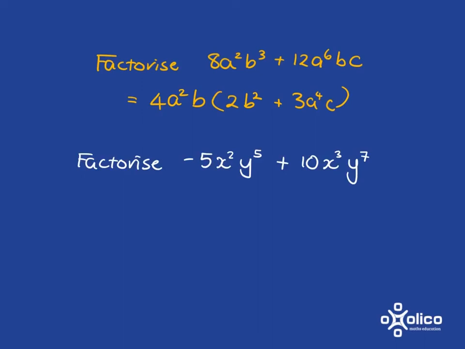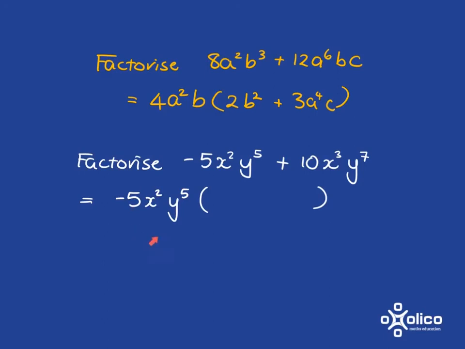Okay, let's have a look at this one where we're asked to factorize this. Now in this case, actually, we can make a choice when we look at what's the highest common factor of -5 and 10. We could say that it is just 5, or we could say it's -5, and you can choose either of those. So for now, I'm going to actually choose -5. Then of x squared and x cubed, it's x squared, y to the 5 and y to the 7, it's y to the 5. Now I need to go ahead and work out what goes in the bracket.